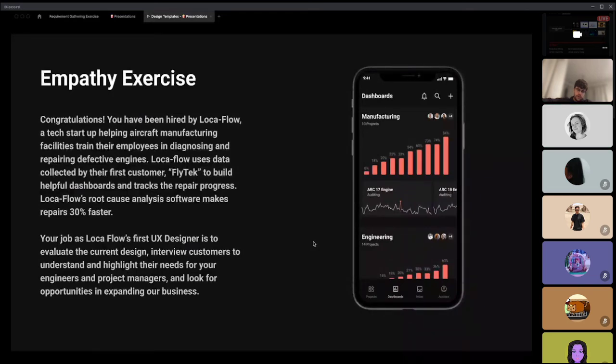Can you just repeat the question? Yeah. So again, if you're joining LocoFlow for the first time, you're starting your first day tomorrow, just imagine that. The question is, what questions would you ask to understand our users? And what questions would you ask potentially to our stakeholders to understand what they're trying to solve for at LocoFlow? Does that make sense? Yeah, thank you.